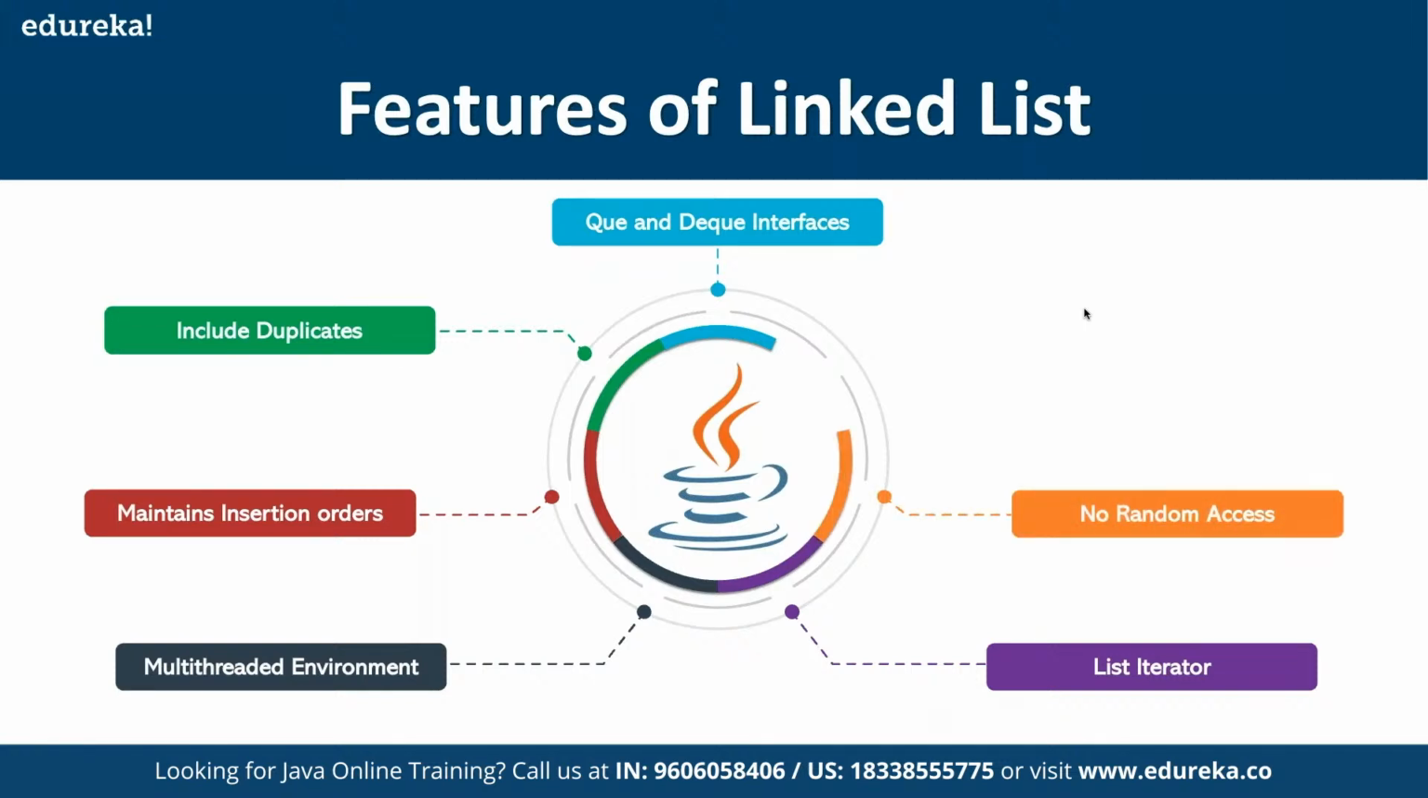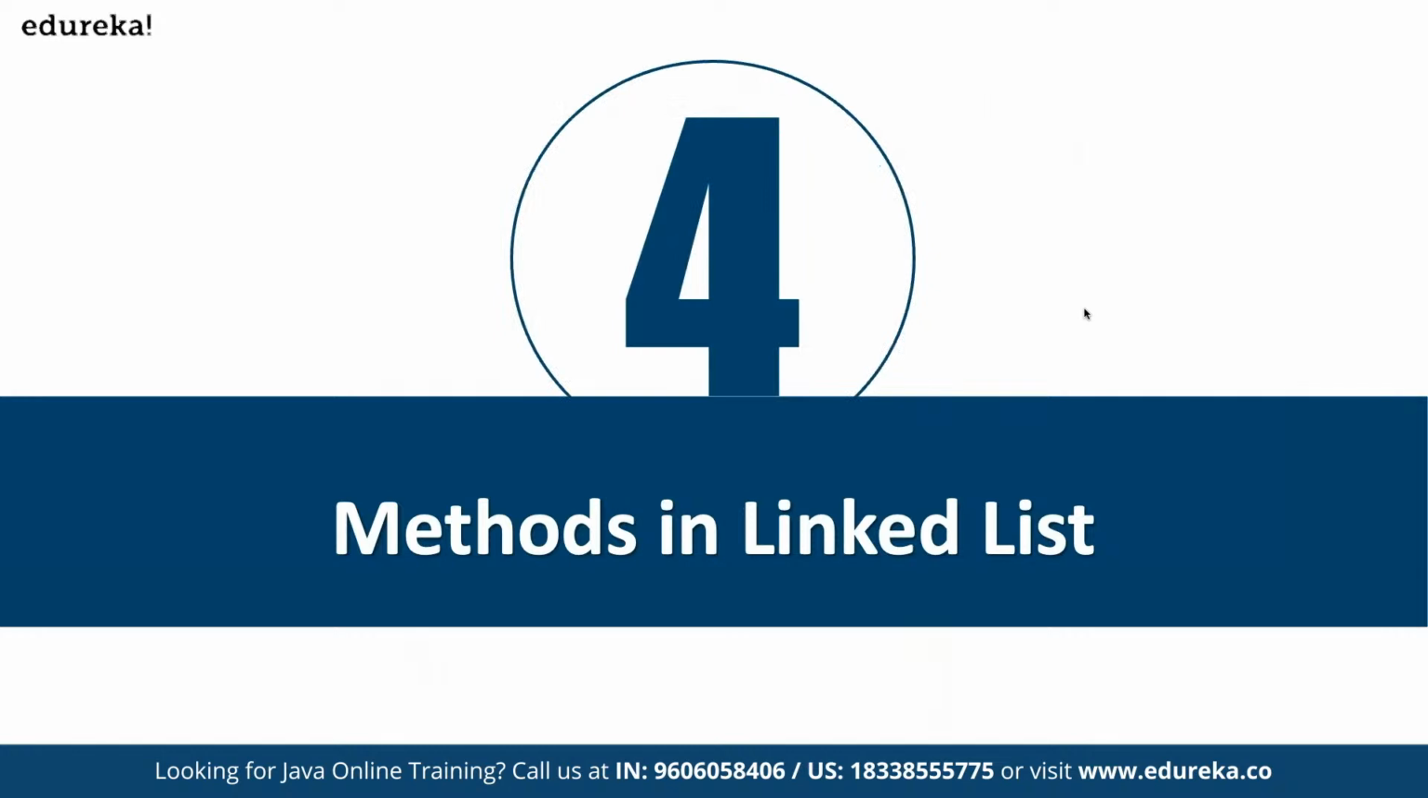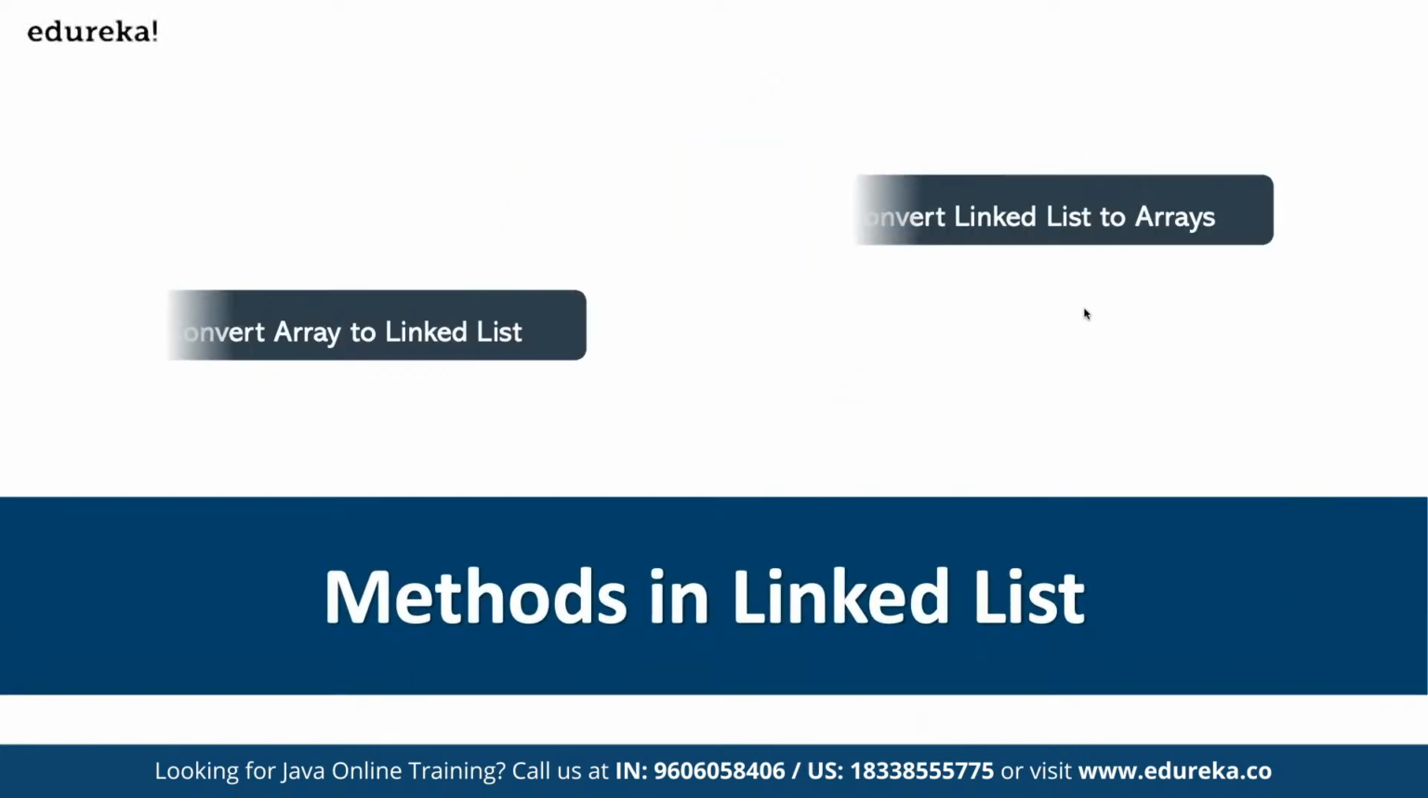And then we have the list iterator, which we can use to iterate the elements of a list as well. And again, our linked list class doesn't implement the random access interface. So we can access the elements in sequential order only. That's how it's going to be. Now, there are multiple methods available in linked list. So first of all, we have to convert the array to a linked list here. Then we have to convert the linked list to arrays. And there are multiple predefined methods that we can make use of.